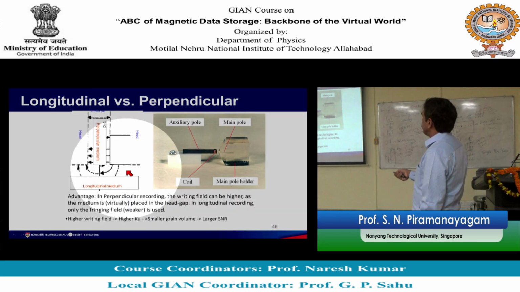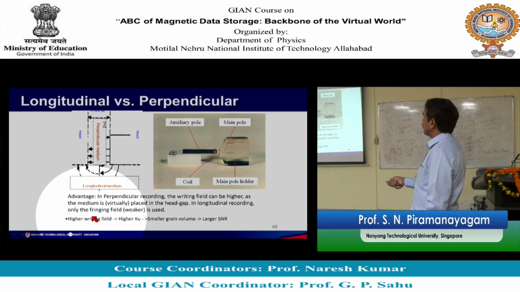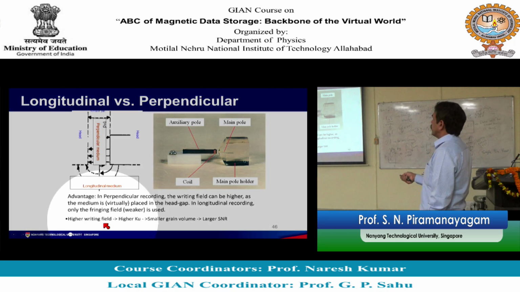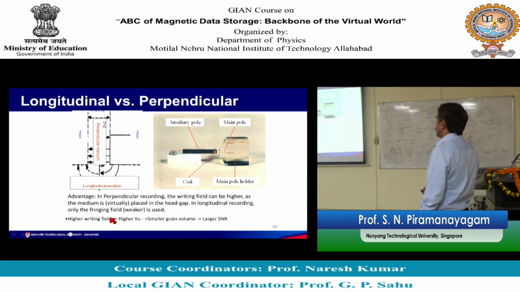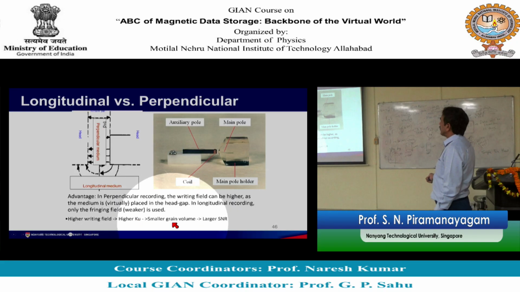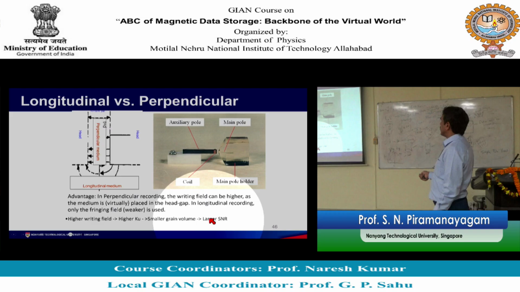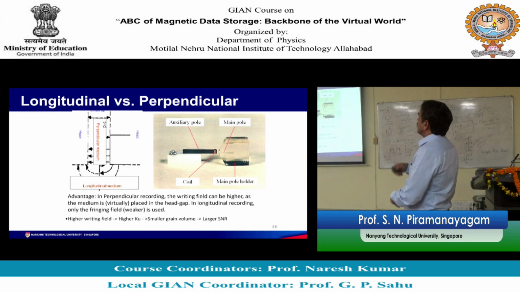So, now you know the objective, right. Now, the things are clear. You can produce a very large writing field, because we are using the gap field to write information. If you can generate a high writing field, you can use materials with a higher anisotropy constant. With a higher anisotropy constant, you can make grains smaller. If grains are smaller, you can achieve a larger SNR. So, that is how perpendicular recording is advantageous.